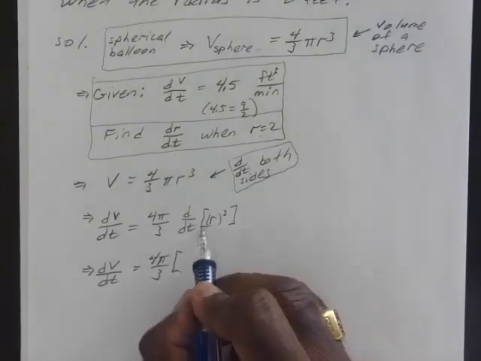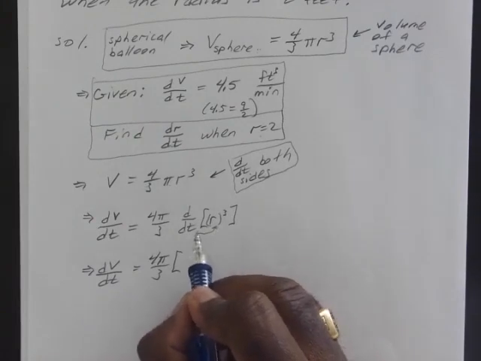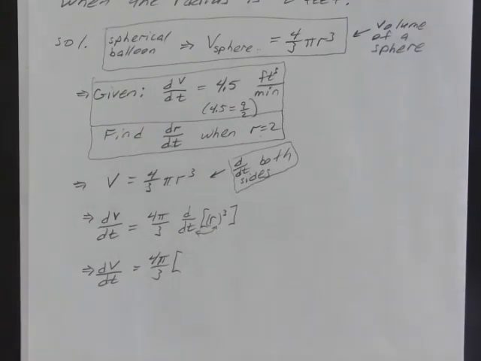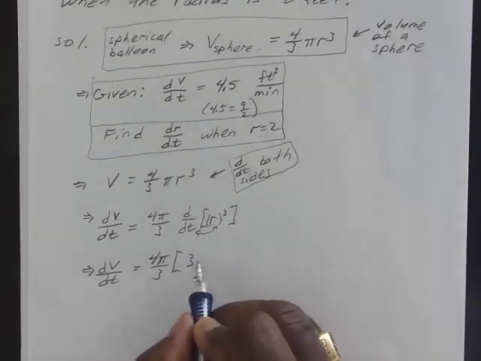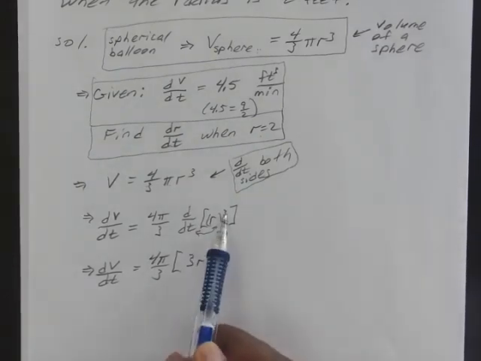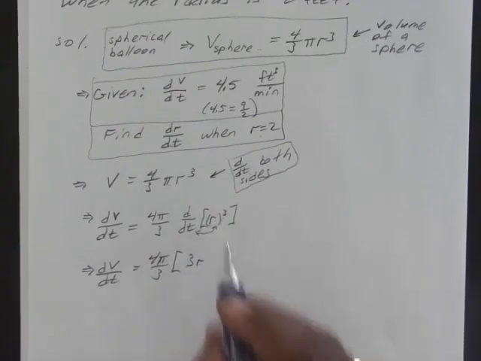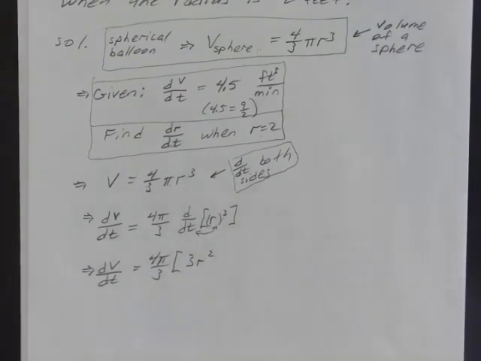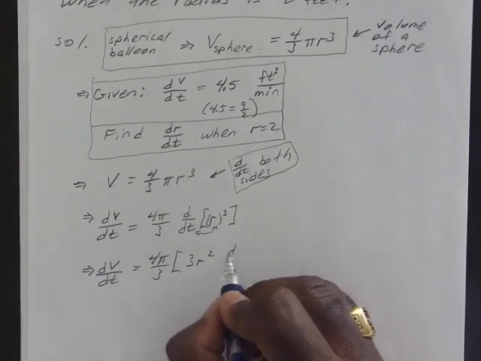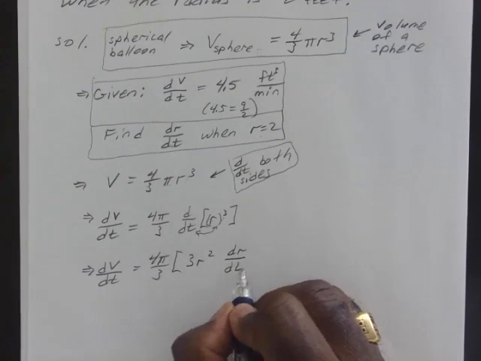And again, we see we have two different variables, so we know we're going to apply the chain rule. So this derivative is 3r. We just brought down the 3. Now we subtract 1, so 3r squared times the derivative of what's inside, which is r, so the derivative of r with respect to t.